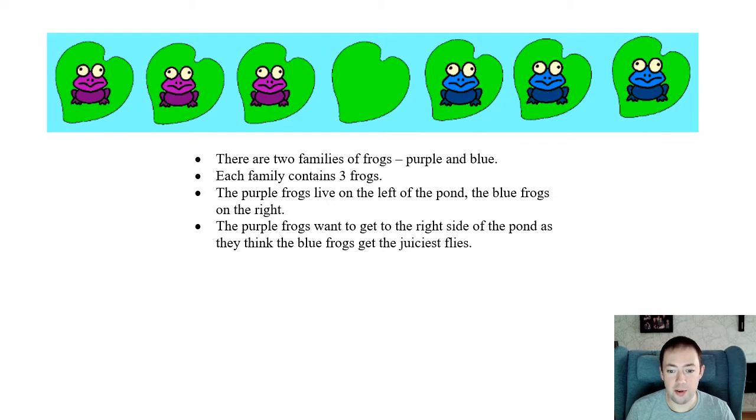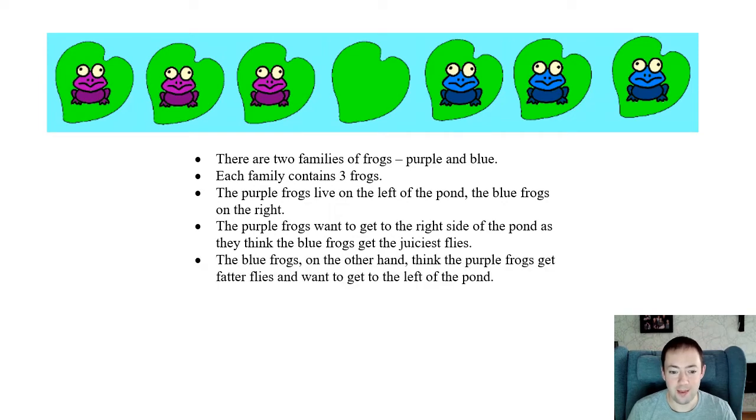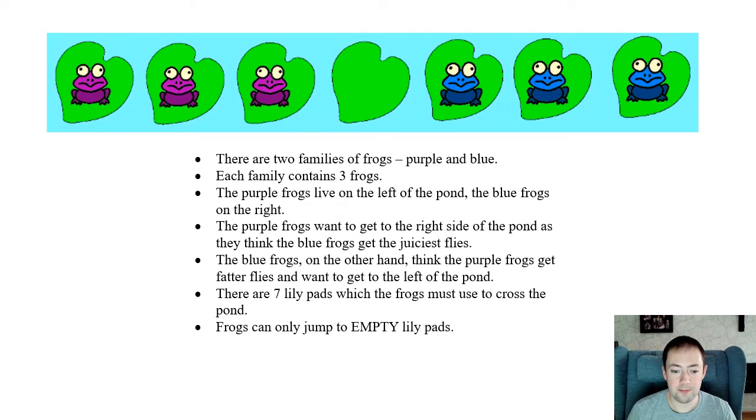The purple frogs want to get to the right side of the pond as they think the blue frogs get the juiciest flies. The blue frogs, on the other hand, think the purple frogs get fatter flies and want to get to the left of the pond. There are 7 lily pads which the frogs must use to cross the pond.